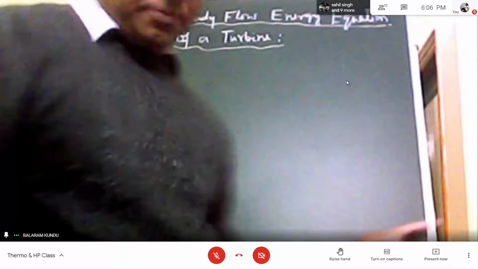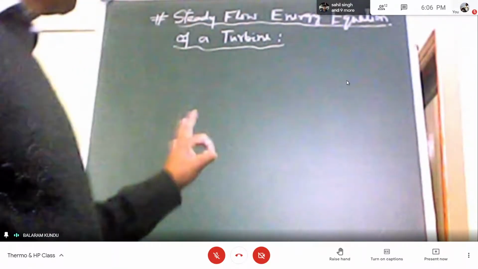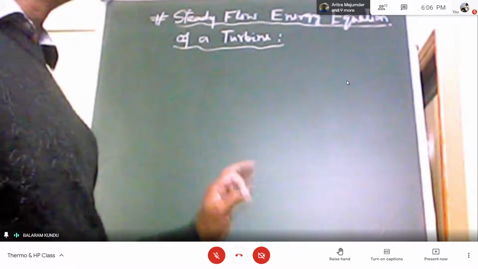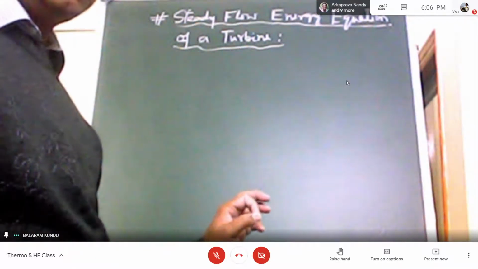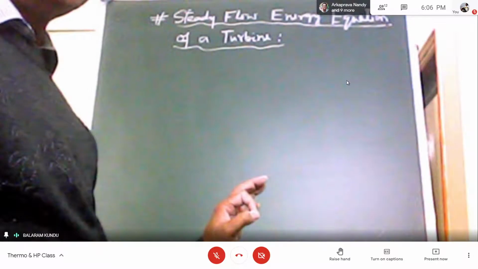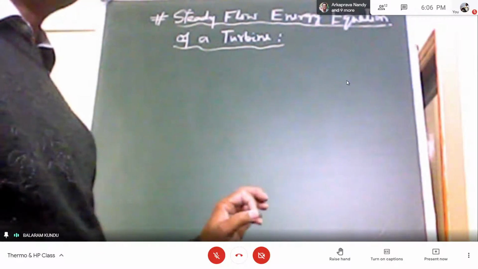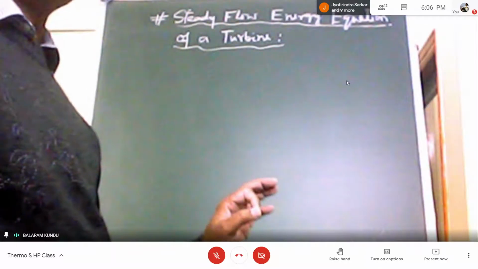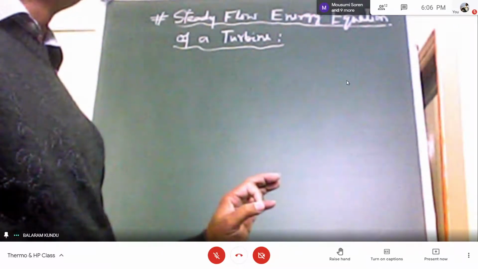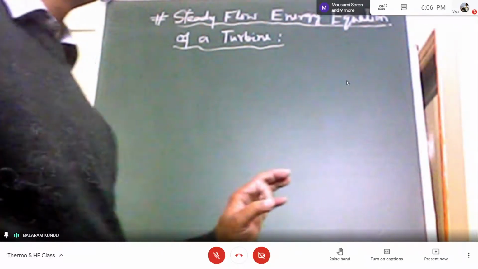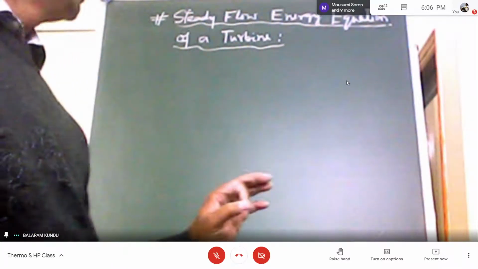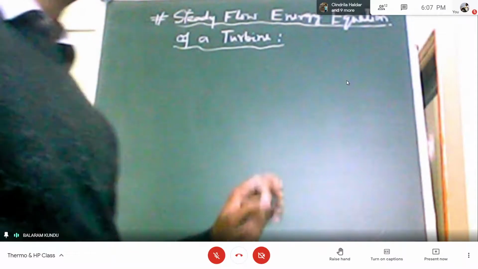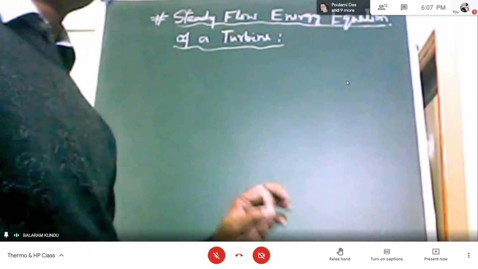Hello. Today I want to discuss this topic. Before that, in a previous class, I mentioned what a nozzle is. A nozzle is a device in which the pressure of the working fluid is converted into kinetic energy to get a higher velocity. That means nozzles are generally used to increase the velocity of a fluid.